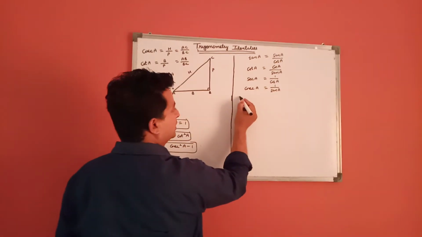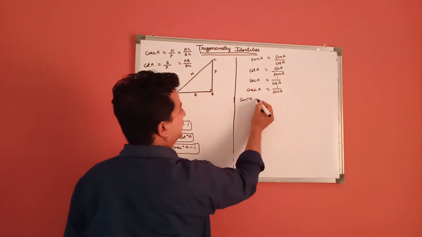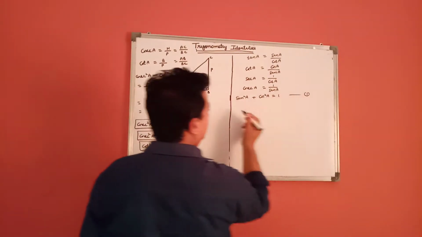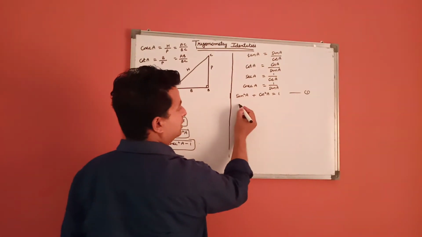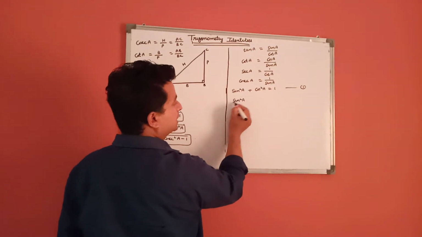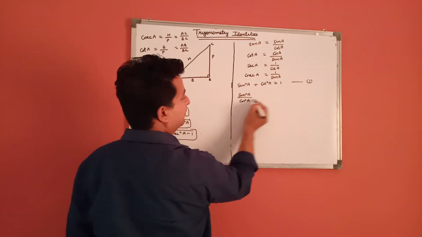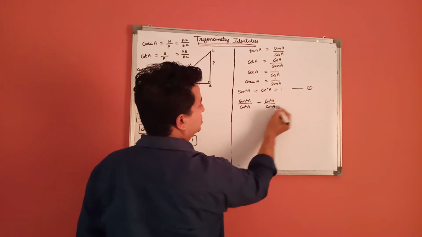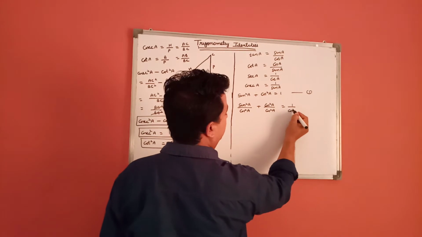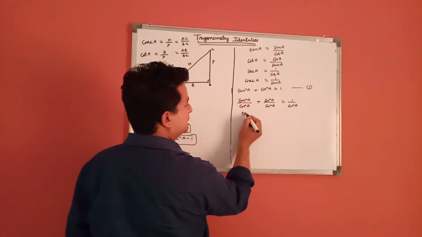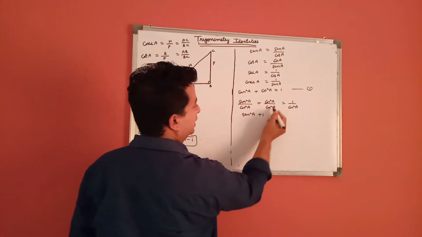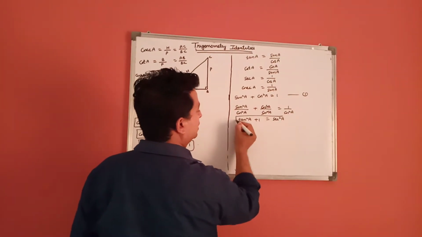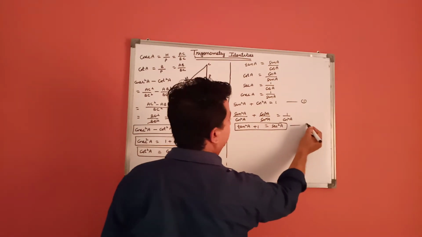As we know, the first relation is sin square A plus cos square A equal to 1. If we divide this relation on both sides by cos square A, that is cos square A by cos square A, this becomes 1 by cos square A. This is tan square A plus 1 equal to secant square A. This is relation number 2.